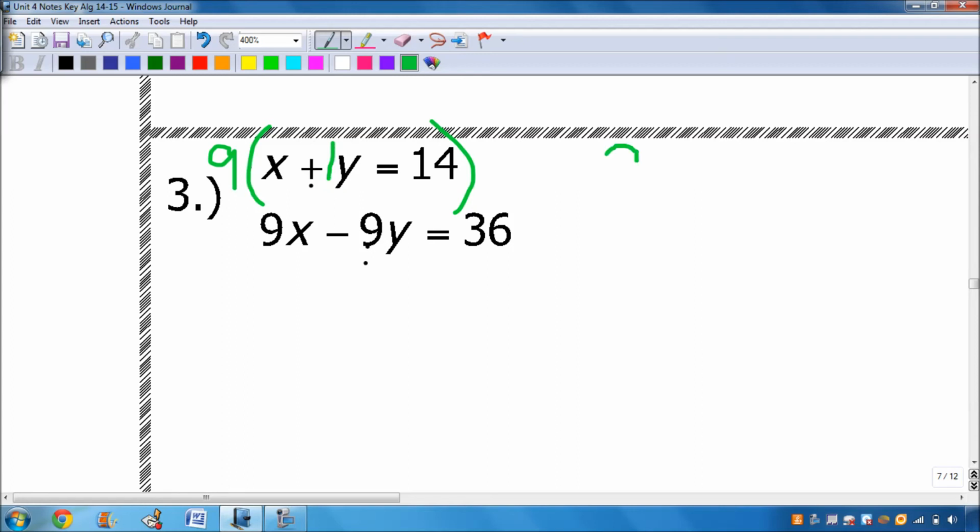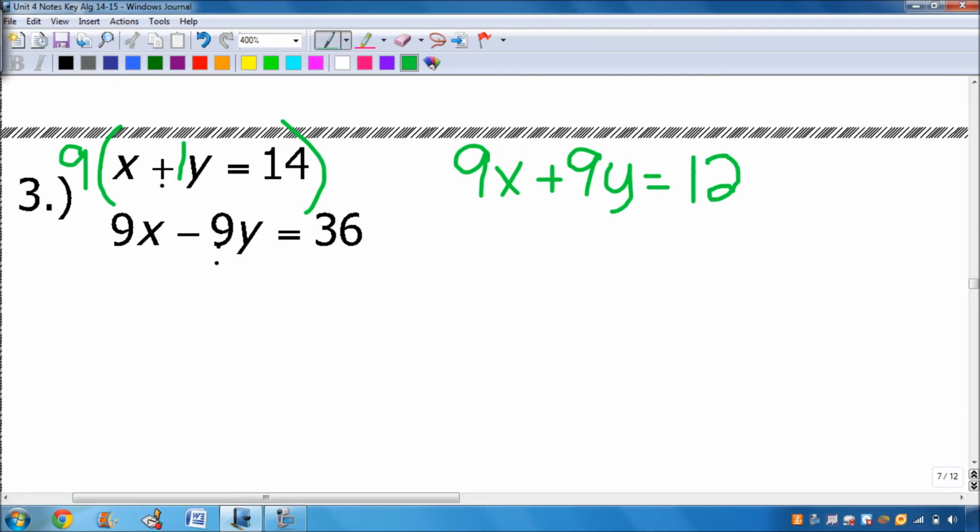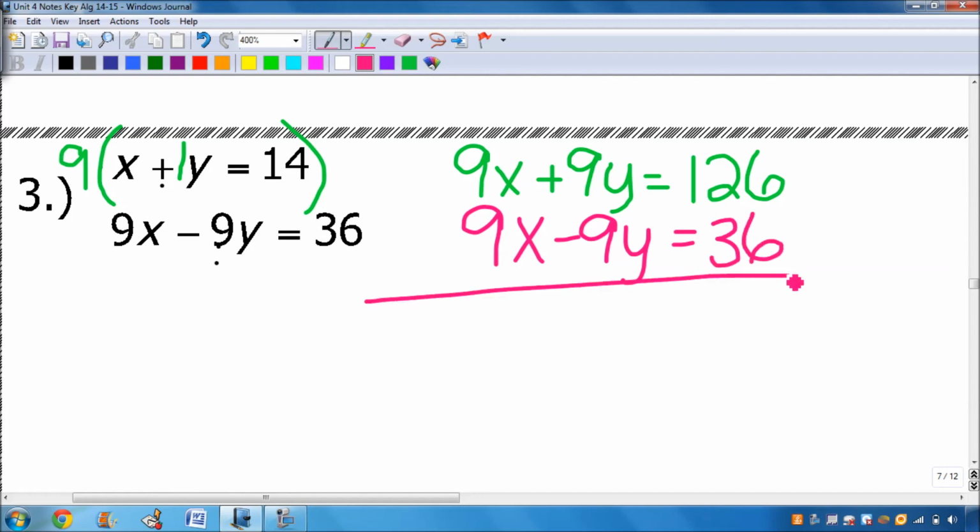So when I multiply it by 9, I end up getting 9x plus 9y equals 126. Okay, and then here I'm just going to copy the rest of this equation down, which is 9x minus 9y equals 36. Okay, so now all I have to do is combine my like terms. 9x plus 9x is 18x. Right? And then this 9y and this negative 9y will cancel each other out, and I just have to add 126 to 36, which would give me 162.